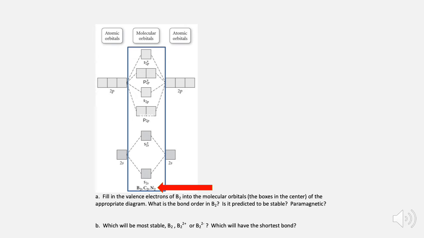So we're asked to fill in this diagram for B2 specifically, and then once we have this molecular orbital filled out, we're asked to interpret it. We're asked about bond order, stability, magnetism, and then we're asked to compare the stability of some different ions of B2. So first, we have to establish the atomic orbitals. We build our molecular orbitals off of our relative atomic orbitals. So let's go ahead and do our atomic orbital for boron specifically.